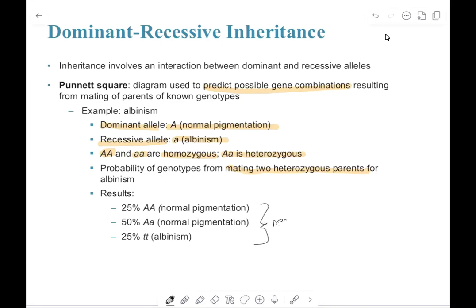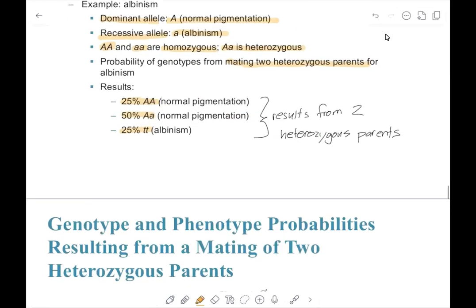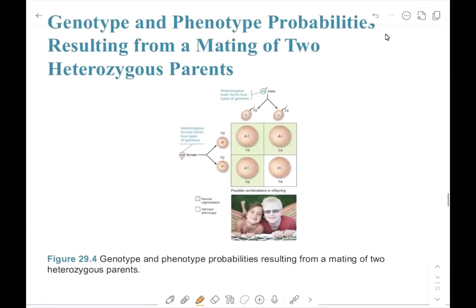This is always going to be the results from two heterozygous parents. It doesn't really matter what specific allele we are considering. 25% are going to be homozygous dominant, 50% are going to be heterozygous, and 25% are going to be homozygous recessive. We'll see that shown in the Punnett square here.